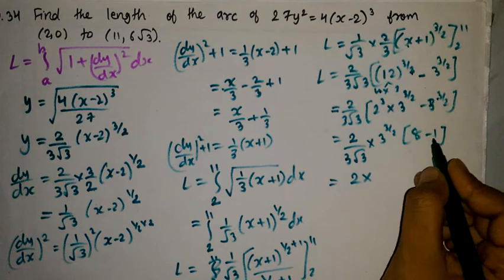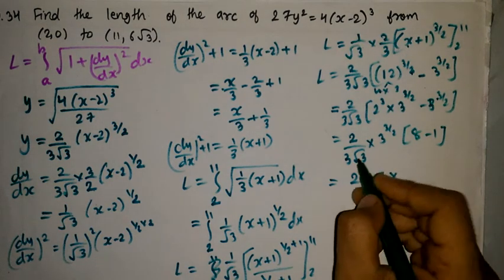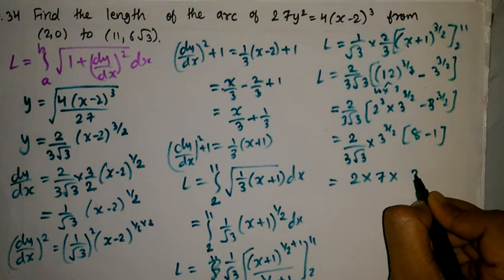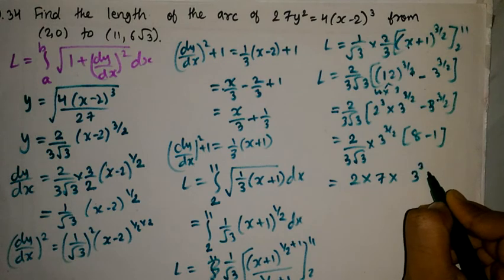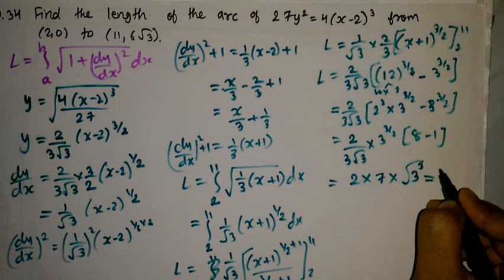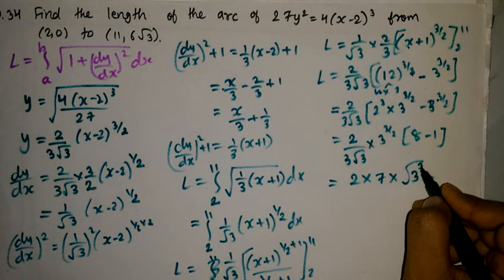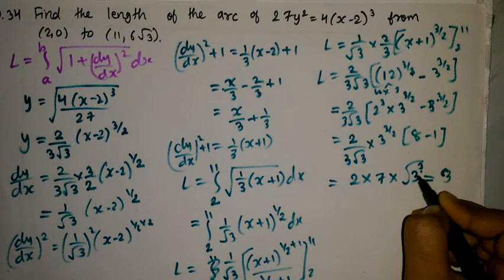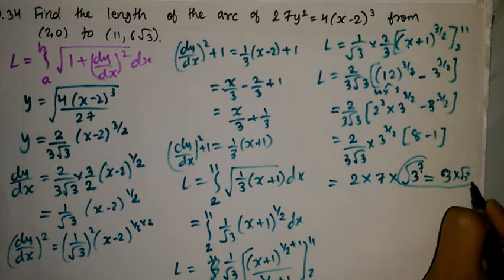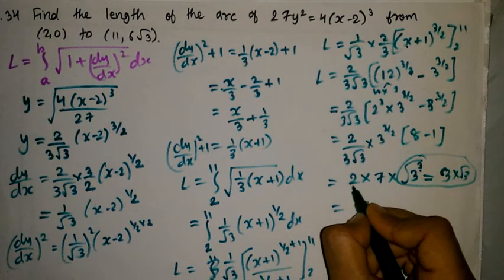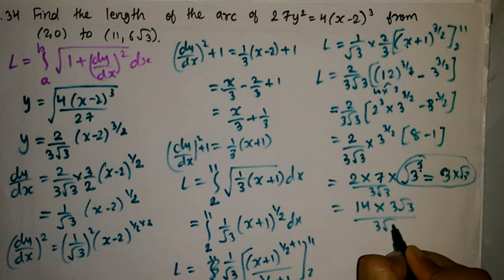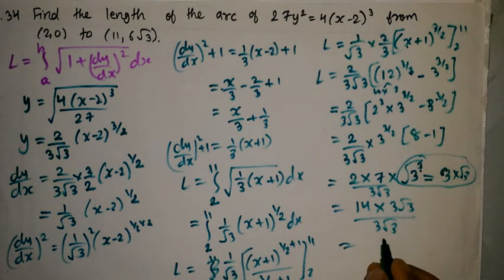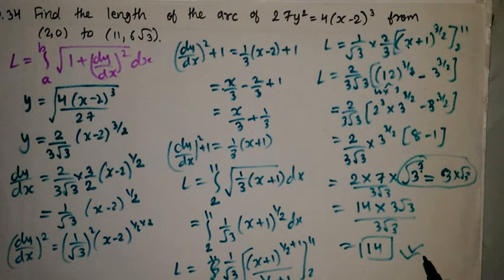So 2 into 7 into 3 cubed, let's write 3 cubed and do its root. What will be this term? We know 3 squared is 9, the root of 9 will be 3, and root 3 will remain. So this is equal to 14 into 3 root 3, and below we are having 3 root 3. So in the final answer, this will get cancelled. So the final answer will be 7 into 2, 14. So 14 is our answer.